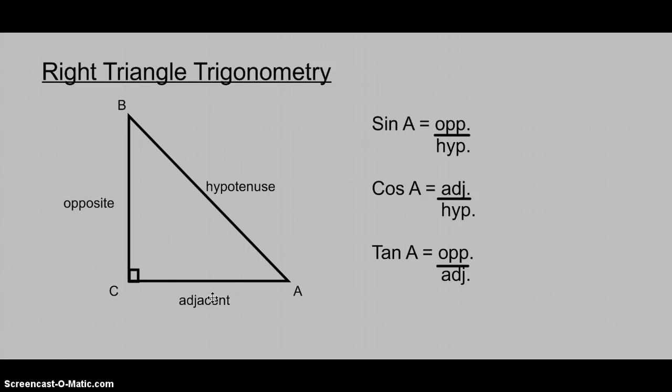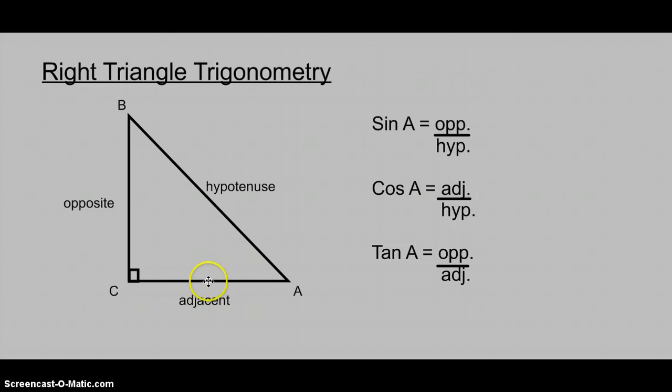Adjacent, the definition of the word adjacent is next to, and so therefore the two sides that are next to angle A, one will be the adjacent, the other will be the hypotenuse, and the hypotenuse is always the longest side, and it is always opposite of the right angle. So if you go to the right angle and go opposite, that's your hypotenuse. The other side that comes together to make angle A would be the adjacent side.